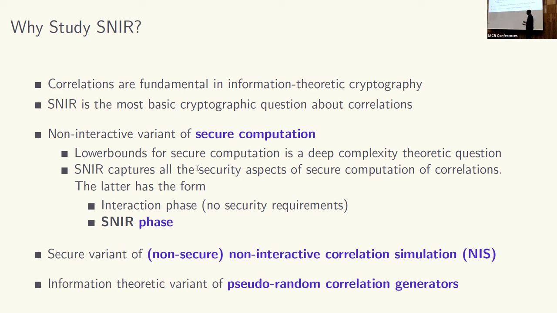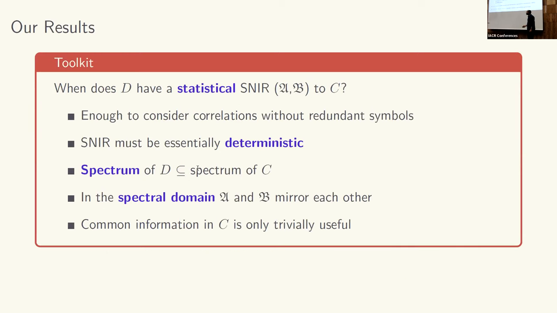And there is a recent series of works on pseudo-random correlation generation, where Alice and Bob take a pair of small correlated seeds and expand them to a larger correlation securely, but the security is computational, of course, in that setting. And this can be thought of as the information theoretic variant of the same.